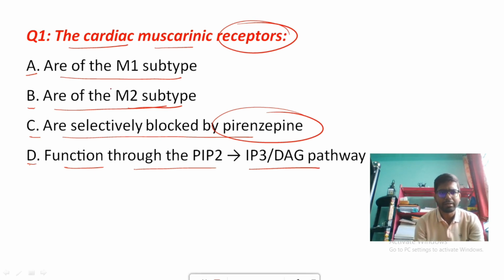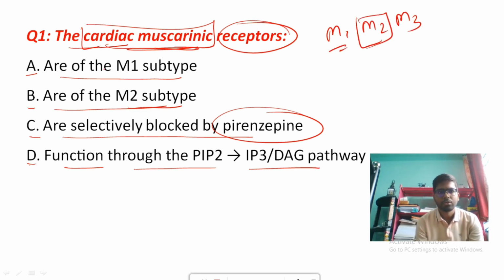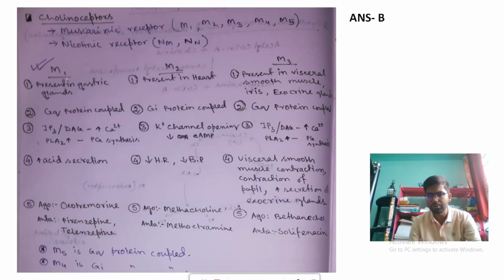So here, see, cardiac muscarinic receptors. Muscarinic receptors are of three types: M1, M2, M3 generally. So M2 is present in the heart. So cardiac muscarinic receptors are of the M2 subtype. That will be your answer.